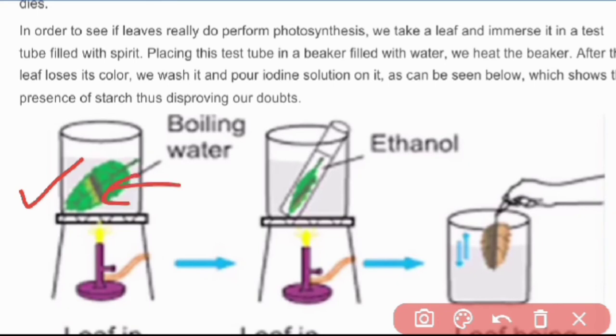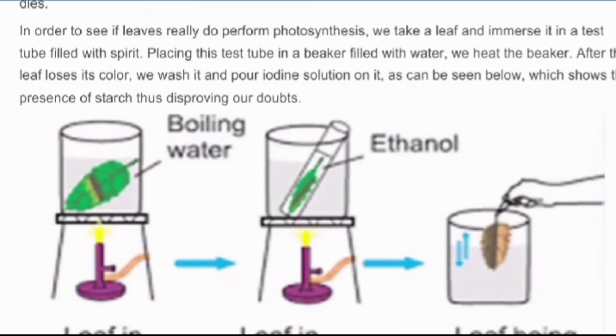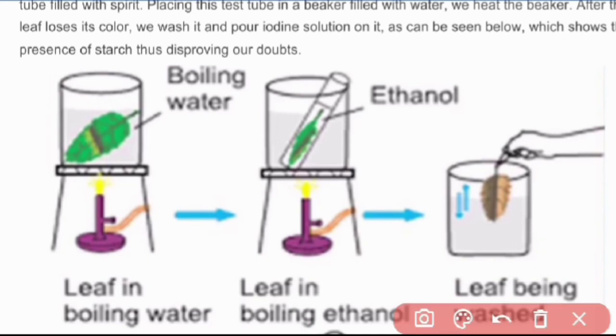We took any one green colored leaf. The leaf should be only green colored, okay? It should be of green color. Only then will we be able to perform this activity. After that, we turned on the spirit lamp. Spirit lamp means this lamp contains a liquid which helps the fire to burn. So we'll turn on the spirit lamp and the water will start boiling.